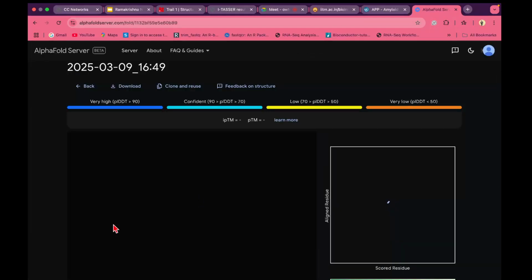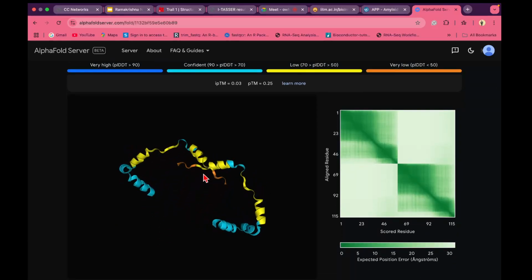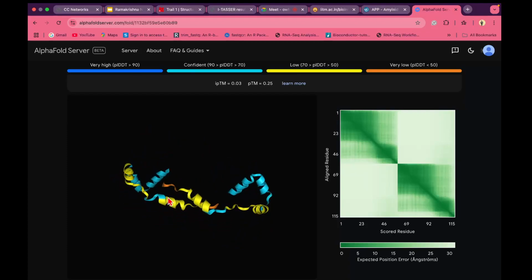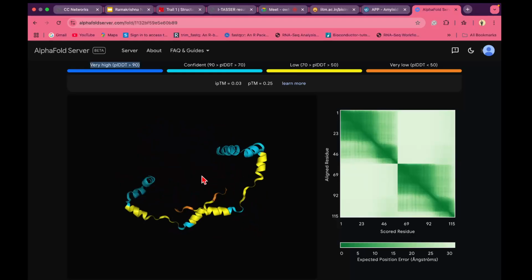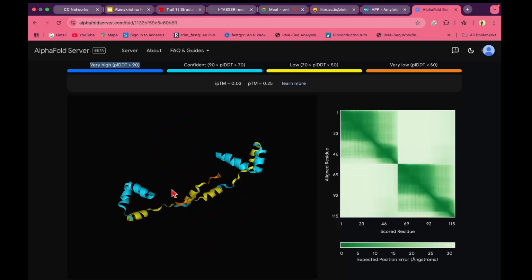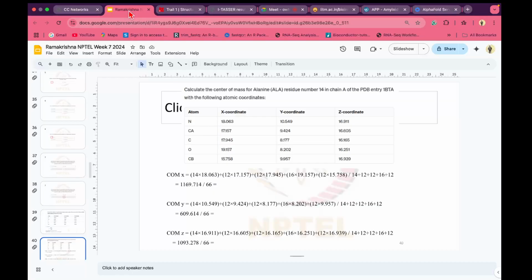Previously we had a single chain structure. Now we have two chains because we have given the number of copies as 2. As the number of copies increased, the structure quality decreased. Previously we had a very high pLDDT score for our structure. Now the structure quality has decreased. This is because we don't have a properly aligned dimer or two-chain protein for this. Yeah, that's all from me today.